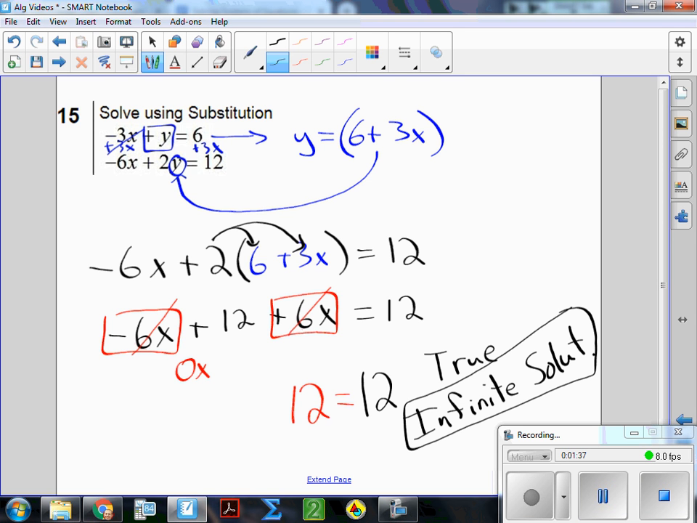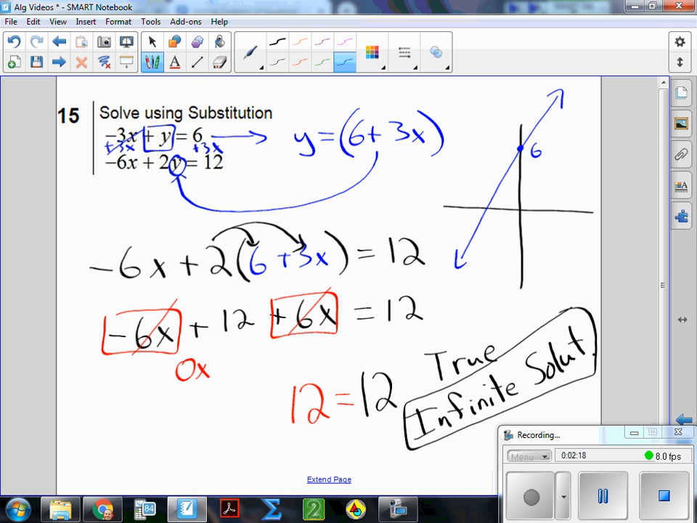Now, infinite solutions means that when you graph these original two equations on a graph, you're simply going to get the same graph. Y equals 6 plus 3x. The bottom equation that I didn't rearrange, the negative 6x plus 2y equals 12, if I graph that, I'm going to get the exact same equation. You can convert it on your own and see that the slope-intercept form turns into the same thing. I add 6x to both sides, I divide by 2, I get y equals 3x plus 6.